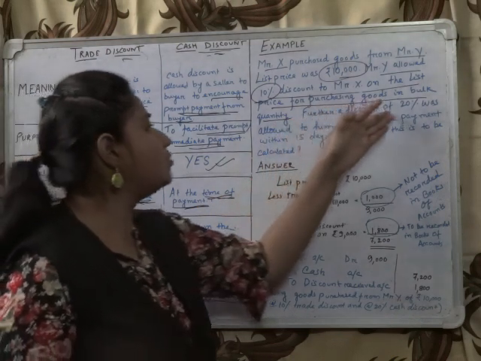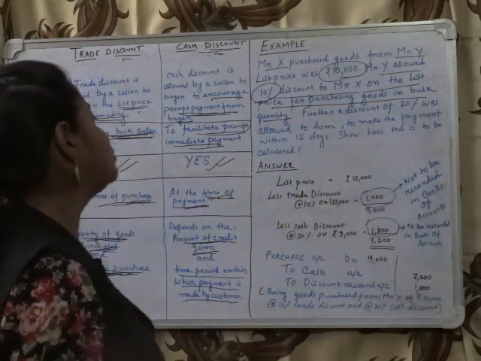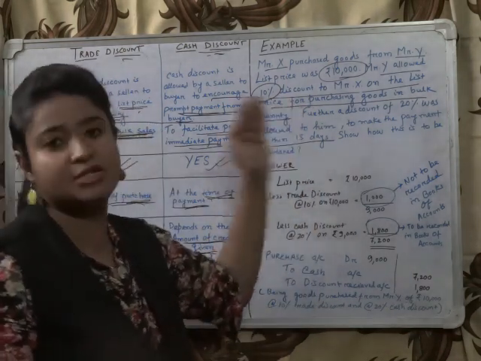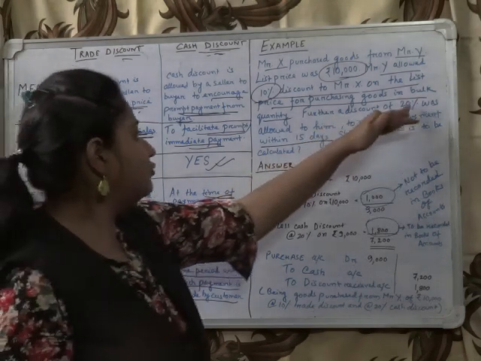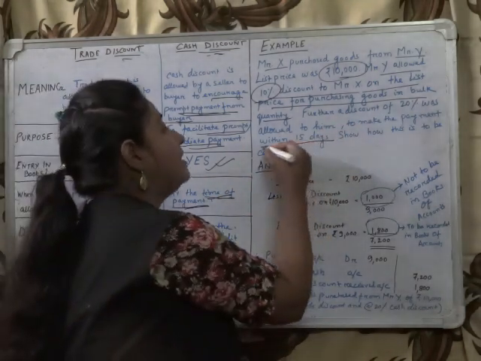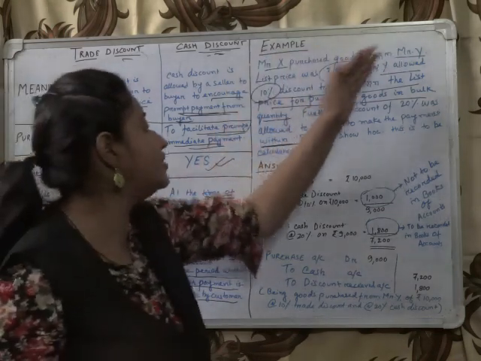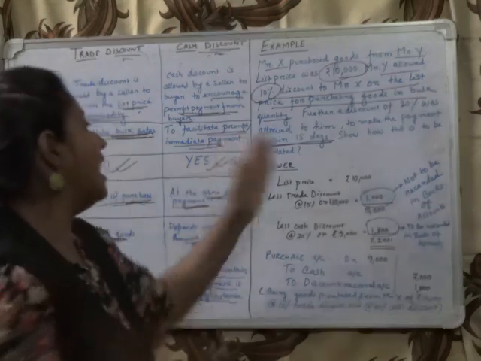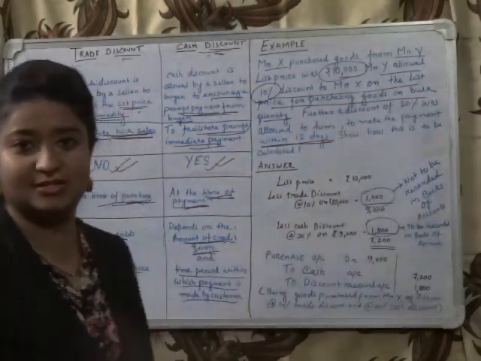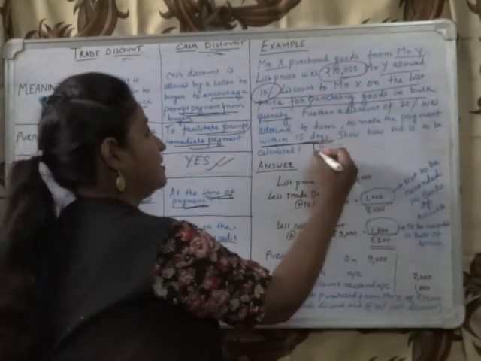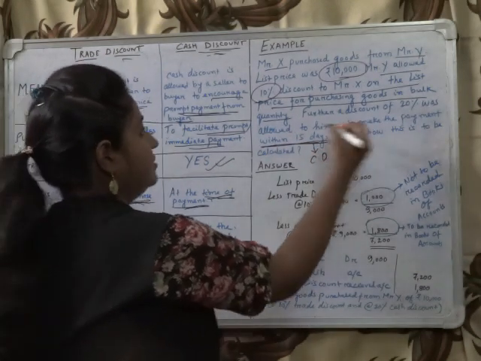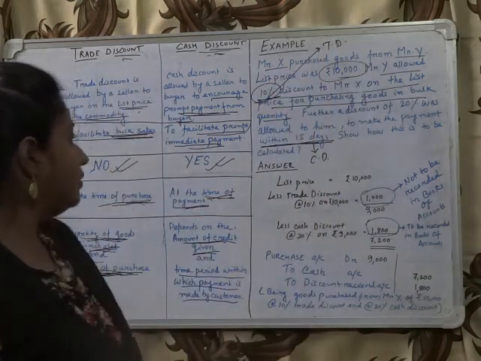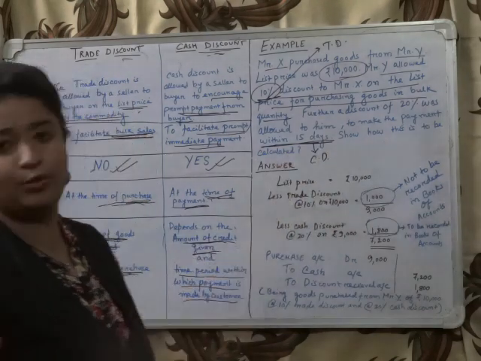Secondly, further a discount of 20% was allowed to him to make the payment within 15 days. So what does this message convey? A discount of 20% was allowed to him to make the payment within 15 days. So Mr. Y warns that if you make the payment within 15 days, that is for prompt payment, I will allow you the discount of 20%. So it is basically the cash discount. And it was trade discount, right?